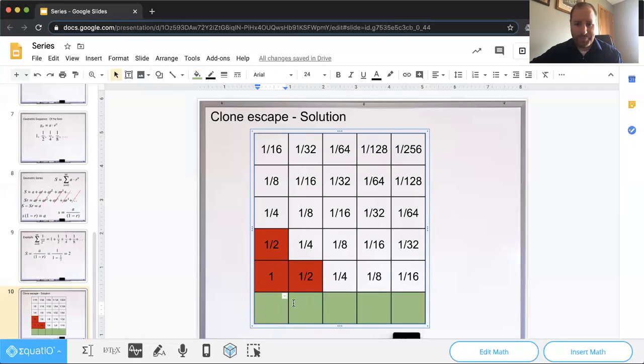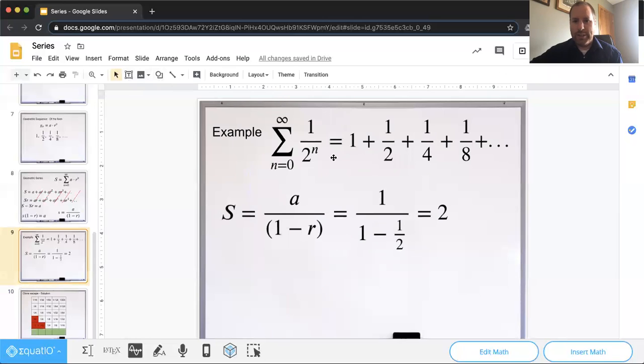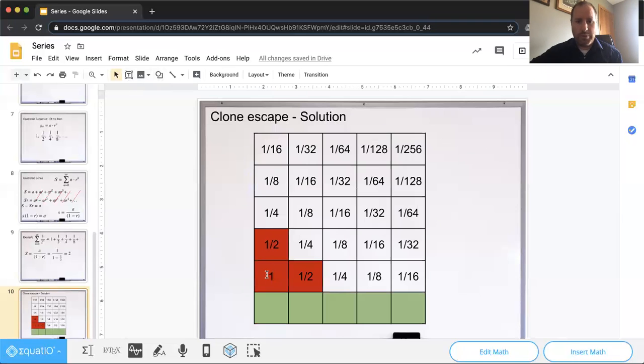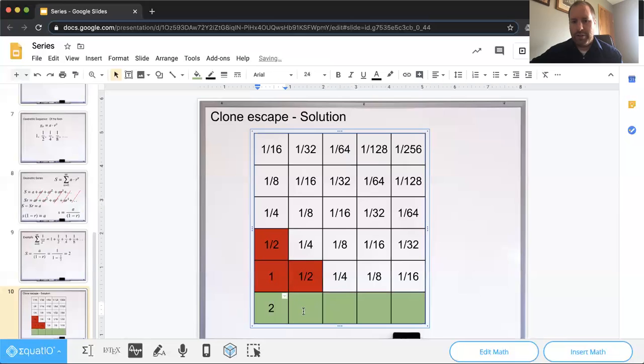So under here, if we add up this column, look here, this is 1 plus a half plus a fourth plus an eighth plus a 16th. That's exactly what we were doing here. So if we add all that stuff up, we should get 2. If we add up this infinite column, this entire thing is 2, right?